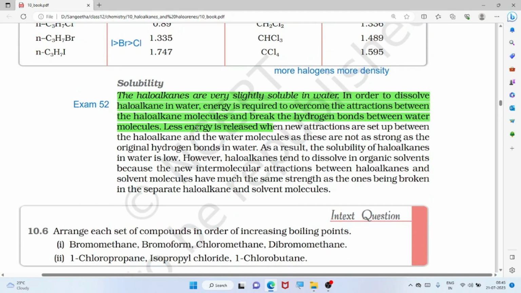Solubility. All haloalkanes are very slightly soluble in water. In order to dissolve haloalkanes in water, energy is required to overcome the attractions between the haloalkane molecules and break the hydrogen bonds between the water molecules. Less energy is released.